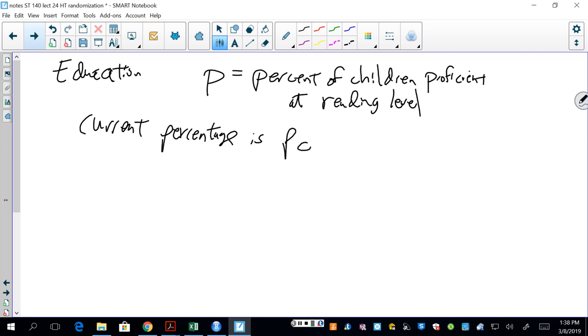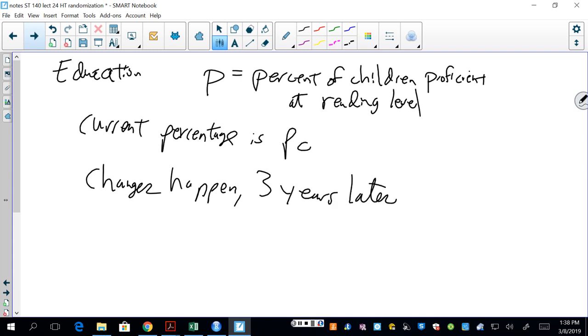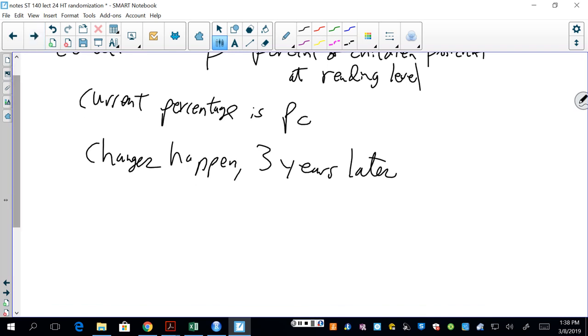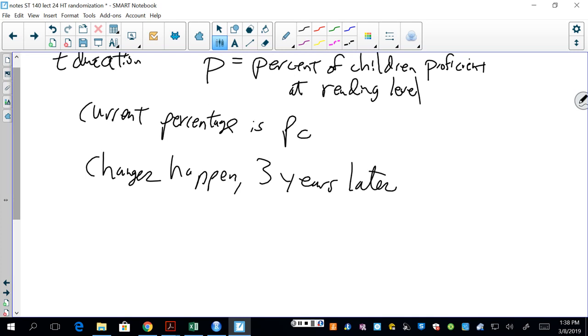And then changes come in. They consolidate schools, cut budgets, do different changes. Changes happen. Three years later, we can ask the question, have these changes, these budget cuts, consolidations, and changes, have they lowered the percent who are proficient at reading level? Has the series of changes reduced proficiency?